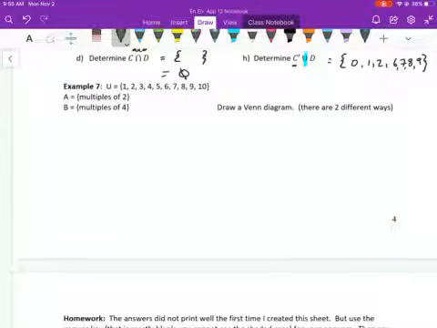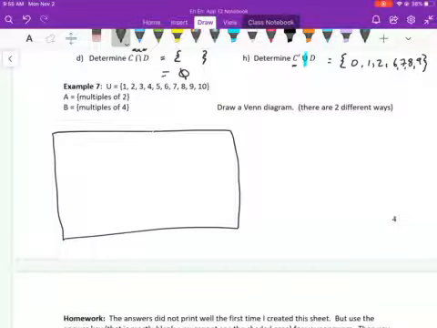Let's go to example 7. Now, we could draw a Venn diagram here, and I'm going to challenge you to draw a Venn diagram. It says that there are 2 different ways, but I would just like to challenge you to draw one way. So press pause on the video, and you can do it.